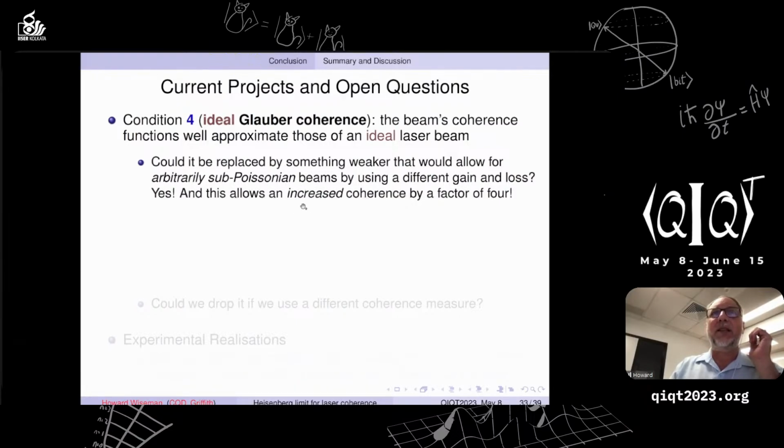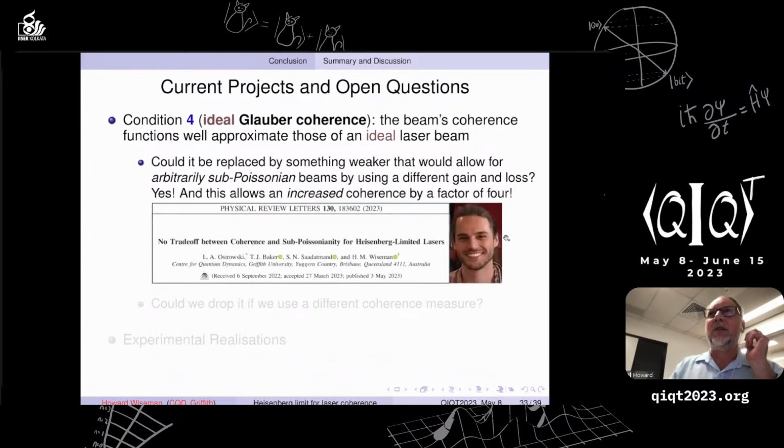And amazingly, this actually allows an increase in the coherence. So in fact, allowing the beam to be sub-Poissonian gives us an increased coherence by a factor of 4. And this is something which has just come out a few days ago in PRL. And my PhD student, Lucas, is the first author on that paper.